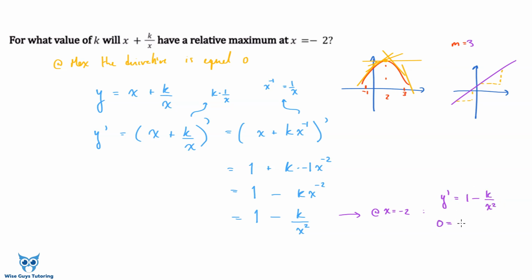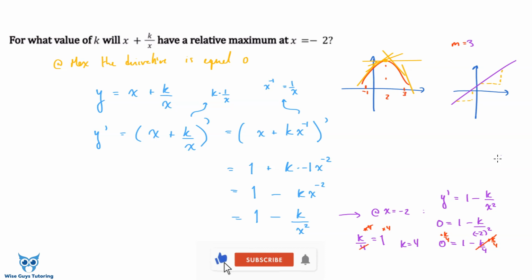So 0 equals 1 minus k over minus 2 squared, right? This is going to give me 0 equals 1 minus k over 4. I'll just go over to the side. So k over 4 equals 1, right? I'm just adding k over 4 to both sides. So I end up here, and then I multiply both sides by 4 to get rid of my denominator, and I know now that k is equal to 4. That's the final answer. k is equal to 4.